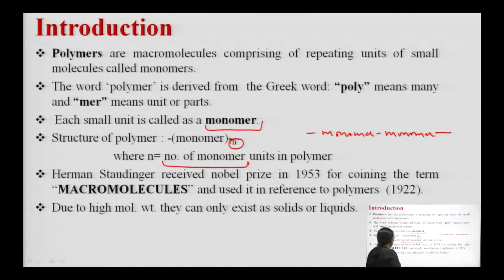Now, these polymers, due to their high molecular weight, can exist as solids or liquids. They cannot exist in gaseous states because of their high molecular weight. In some of the polymers it is very clear how the molecular weight is affecting the state of the polymer: lower molecular weight polymers tend to be liquid, whereas high molecular weight polymers are solid.